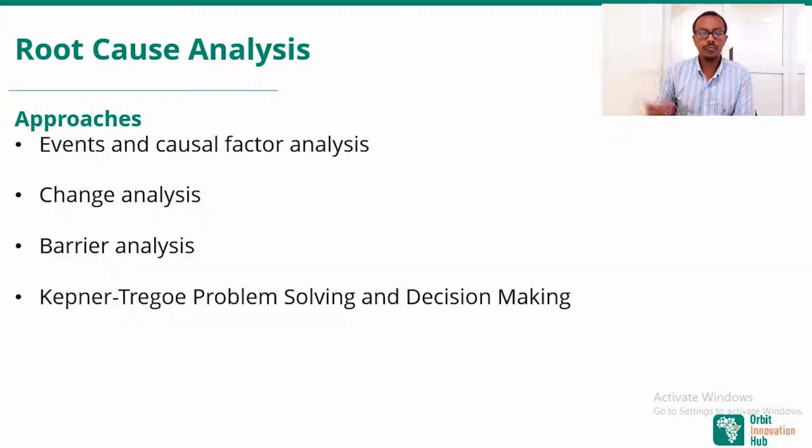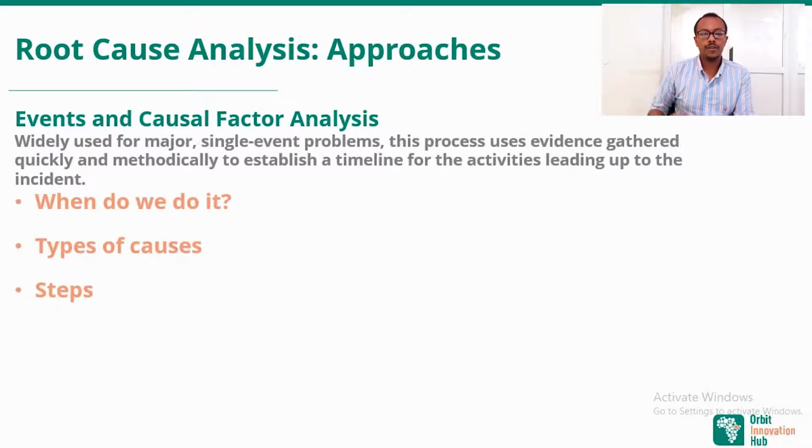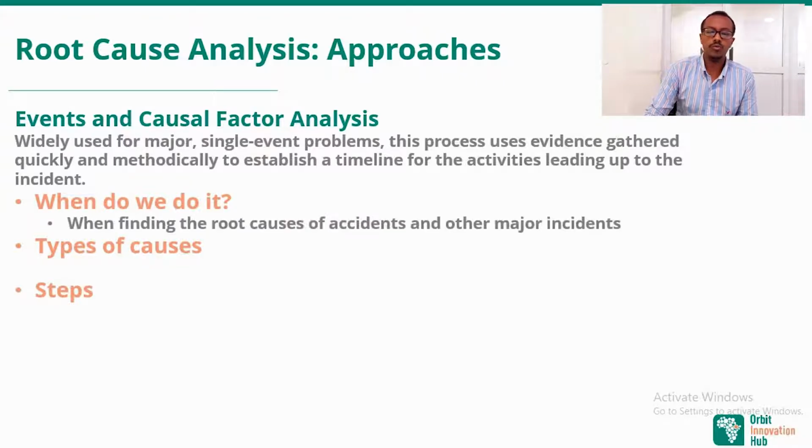One of the few approaches that we have for today is the event and causal factor analysis, change analysis, barrier analysis, and Kepner-Tregoe problem solving and decision making approaches. When we go to the first one, event and causal factor analysis, we widely use it for major or single incident problems. This process uses evidence gathered quickly and methodically to establish the activities leading up to the incident. When we do it, we find the root causes of the problem and other major incidents, and that specific major incident is where we started.